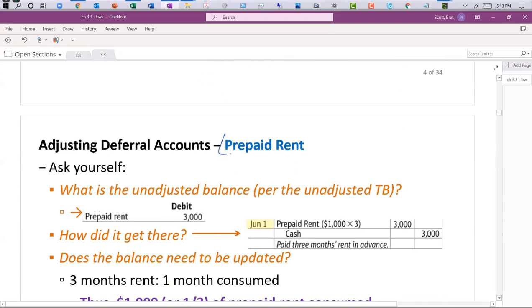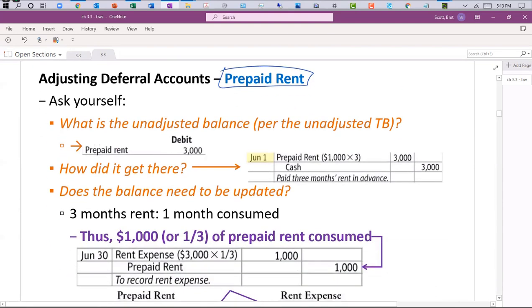Another one is to look at prepaid rent. What is the unadjusted balance in the prepaid rent account? It's $3,000. Let's ask ourselves how it got there to begin with. When we look at the back of the journal, we see about 30 days ago, we had paid cash in the amount of $3,000 for 3 months worth of rent. That means for June, July, and August.